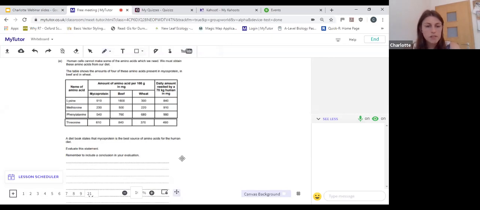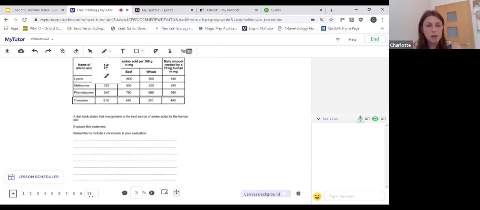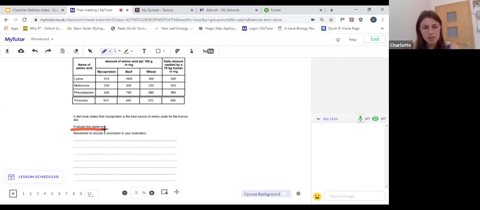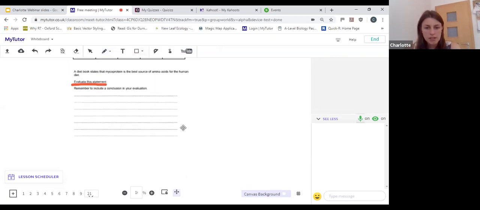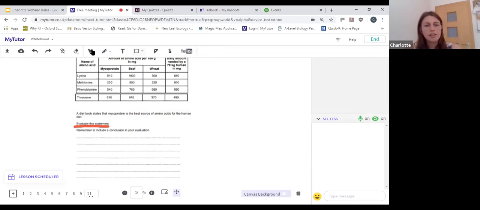A book states that mycoprotein is the best source of amino acids for the human diet. Evaluate this statement. This is I think a 4-mark question, and it says, remember to include a conclusion in your evaluation. This is a longer question, and this is where you need to think and give your opinion. You need a conclusion in this. And by saying evaluate, they want you to interpret the information in this table and form a conclusion from it. So they're asking you to think quite hard for this question.